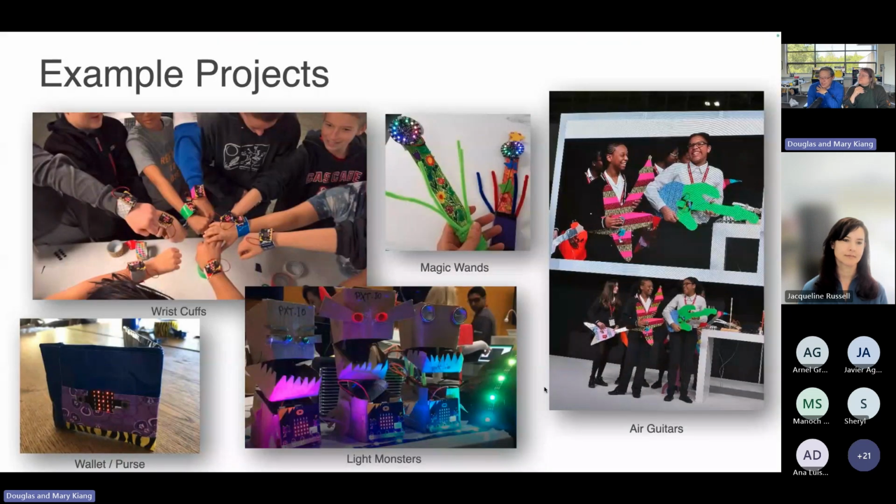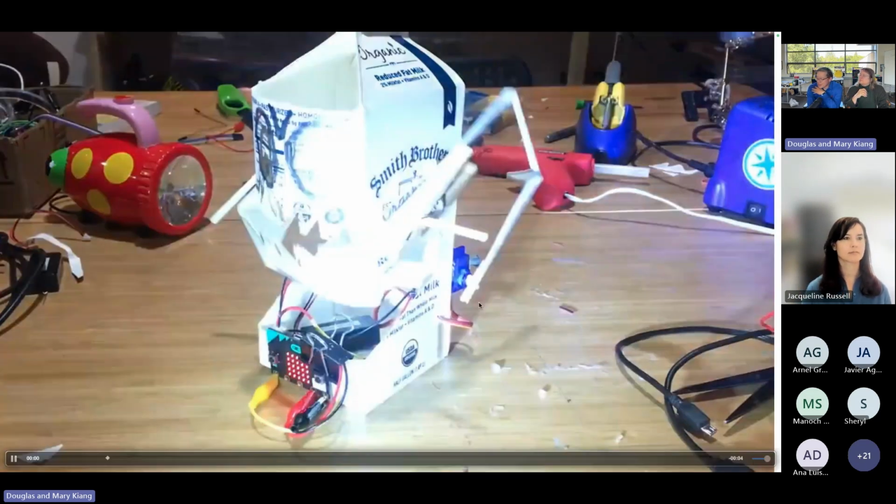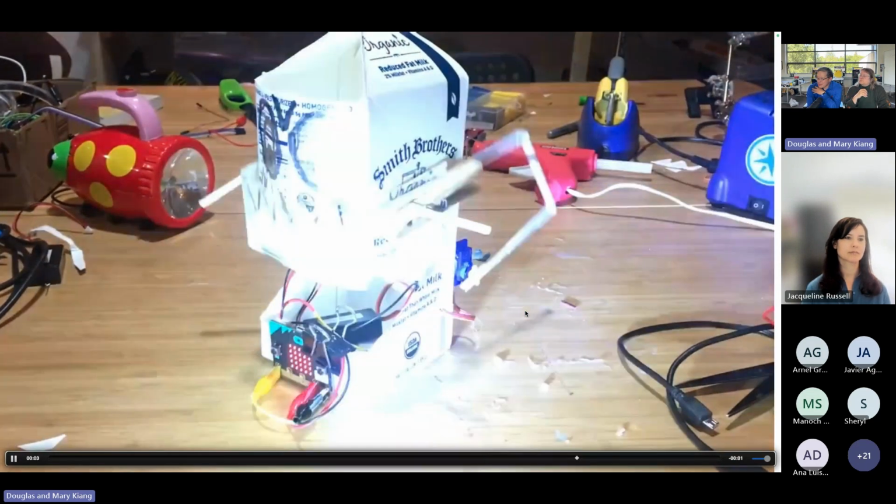So here are some example projects that you just use the microbit and easy to find household supplies. So you can make a wrist cuff where you put it on your wrist, and you can use it to display things when you tilt your wrist or do other things. These air guitars, so it'll make sounds when you tip the guitar. These light monsters. Here's an example of the wallet that I showed you. So lots of different example projects. So this one here, this is a light monster that reacts to light. So that's kind of neat.